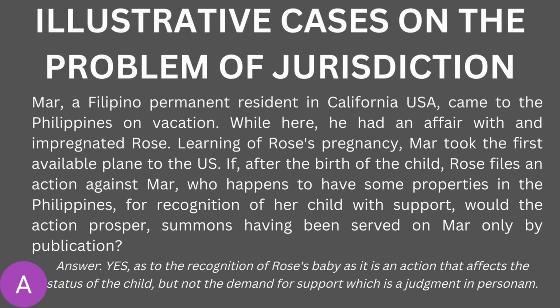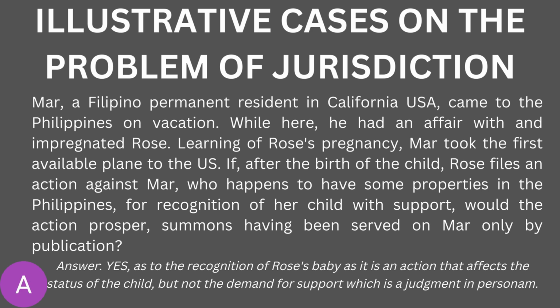Here are illustrative cases on the problem of jurisdiction. Mar, a Filipino permanent resident of California, USA, came to the Philippines on vacation. While here, he had an affair with and impregnated Rose. Learning of Rose's pregnancy, Mar took the first available plane to the US. If after the birth of her child, Rose files an action against Mar, who happens to have some properties in the Philippines, for recognition of her child with support, would the action prosper, summons having been served on Mar only by publication?